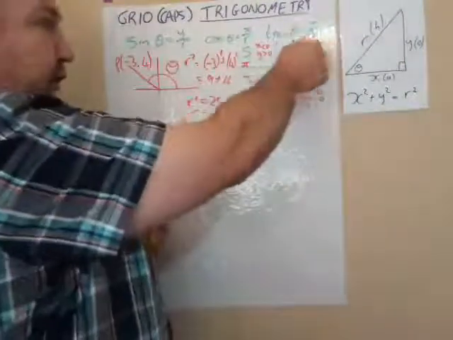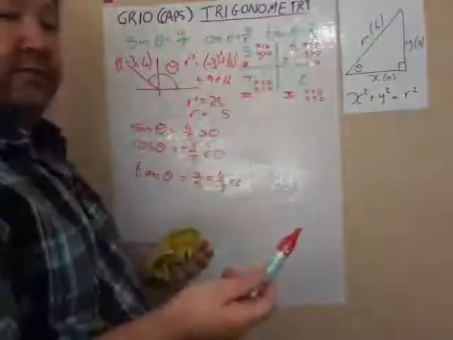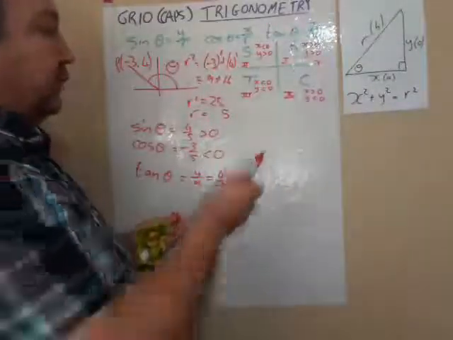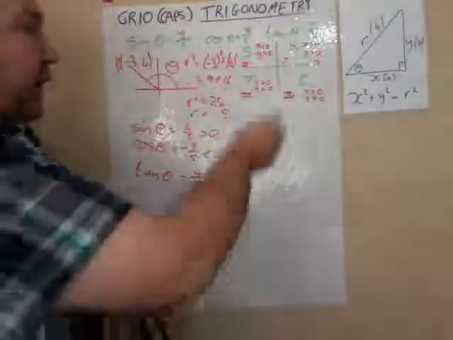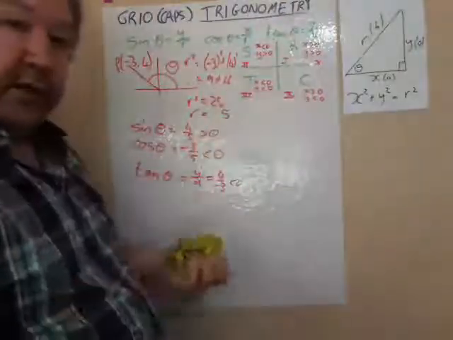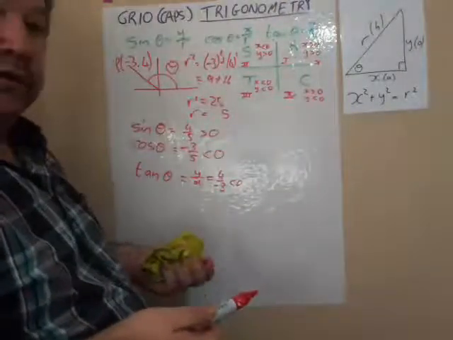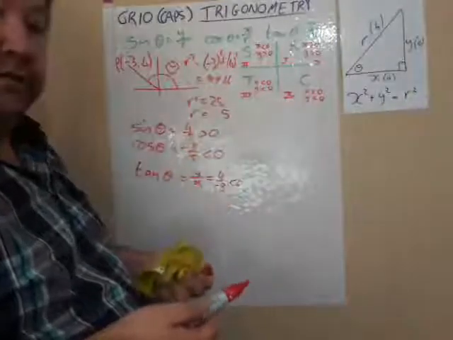Finally, tan. Tan is y over x. Y and x are both positive in the first quadrant, so therefore tan will be positive there. And x and y are both negative in the third quadrant, so therefore tan will be positive there.